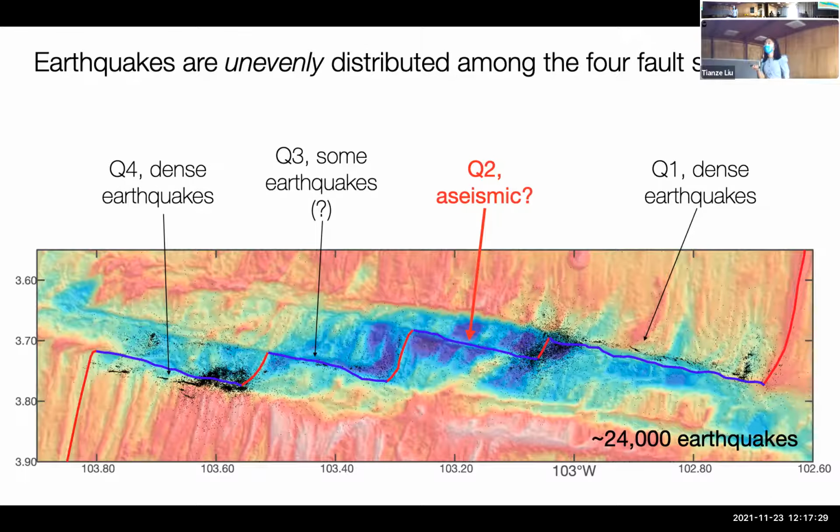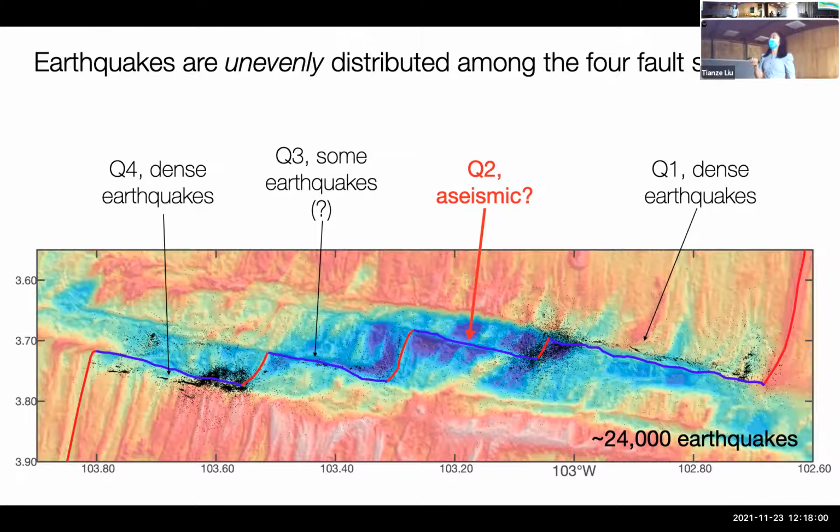So the short of seismicity indicates that the Q2 segment is probably sliding aseismically, and this aseismic slip behavior on oceanic transform faults has been studied extensively. It has been reported that about 60 to 70% of the slip on global oceanic transform faults is aseismic.